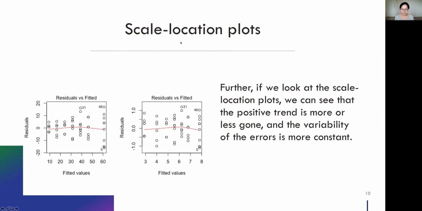Also, if we look at the scale location plot, which is generated by R automatically when you run plot on your LM object, we can see that the positive trend is more or less gone. It's not so obvious here, but if you look at the details of the data, the variability of the error is getting more constant, right? The positive trend is not that easy to tell from this plot, but the constant error definitely improved.